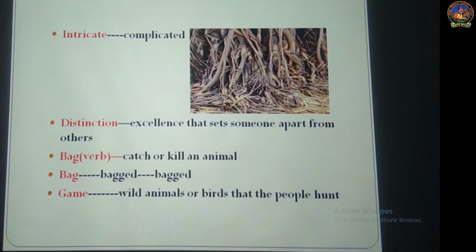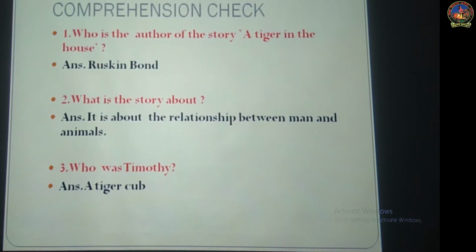Let us answer some questions. There are some questions for you. You will have to answer. The first question is, who is the author of the story, A Tiger in the House? The answer is Ruskin Bond. Ruskin Bond is the author of the story A Tiger in the House.